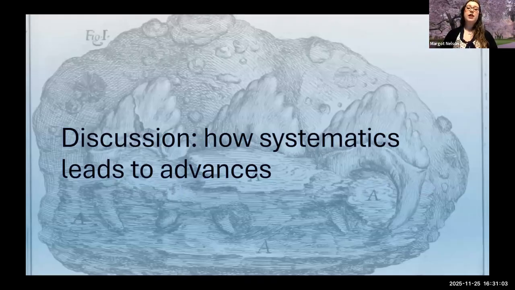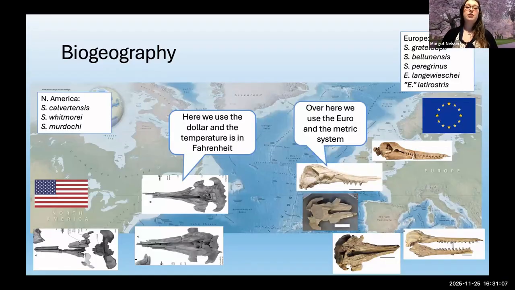So a little bit of discussion on how systematics leads to advances. So firstly, I was able to revise the biogeography of this group. So the Squalodon today is restricted to the North Atlantic. This is an extremely restricted distribution compared to other toothed whales, especially modern toothed whales. Modern toothed whales oftentimes have cosmopolitan worldwide distributions. Like if we think about the orca, it is found just about everywhere.